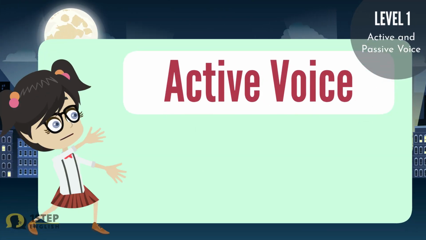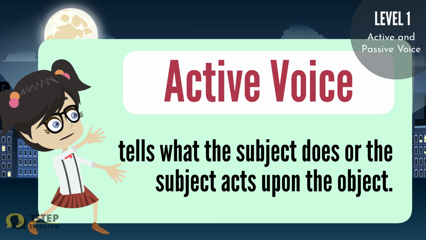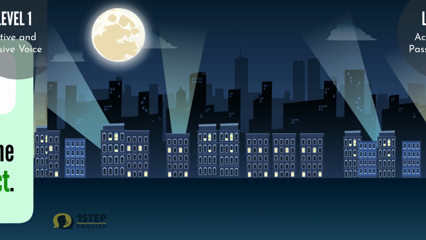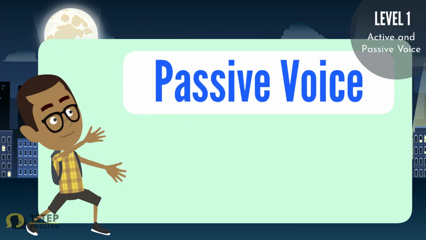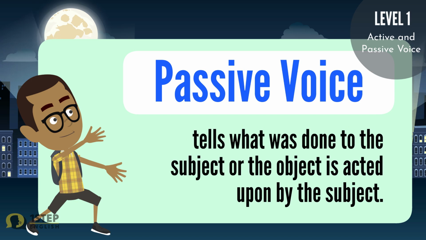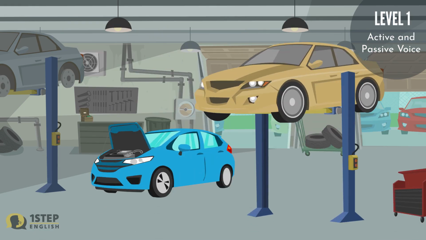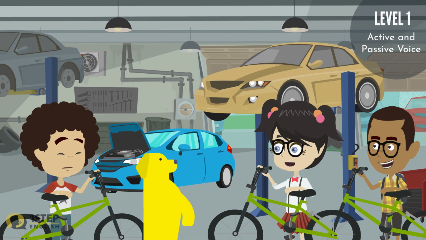Active voice. It tells what the subject does, or the subject acts upon the object. Passive voice. It tells what was done to the subject, or the object is acted upon by the subject. Here are some examples of active and passive sentences.